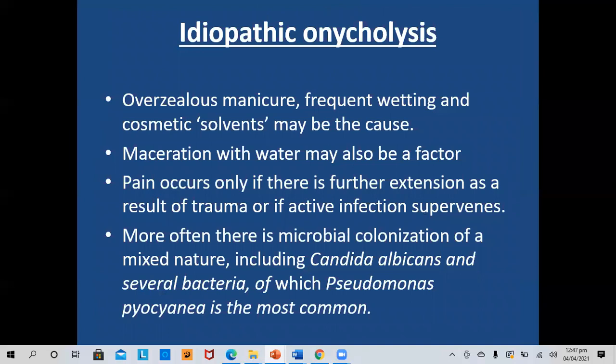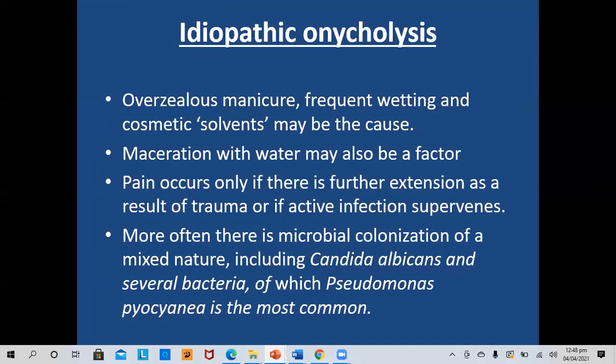Idiopathic onycholysis: overzealous manicure, frequent wetting, and cosmetic solvents may be the cause. Maceration with water may also be a factor. Pain occurs only if there is further extension as a result of trauma or if active infection supervenes.